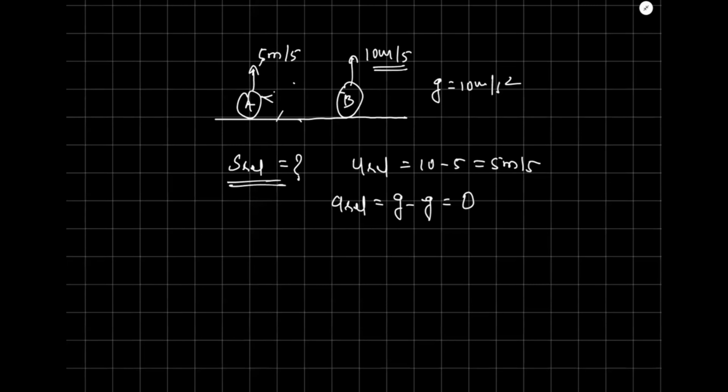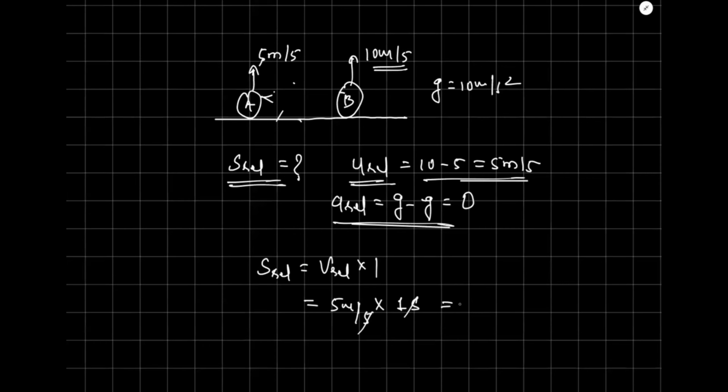We have to find the S relative, right? The separation between the particles. We know the relative velocity is 5 meter per second, and we know the relative acceleration is 0. So I can directly say S relative is nothing but V relative into time. V relative is 5 meter per second into 1 second. So we'll get 5 meter only.